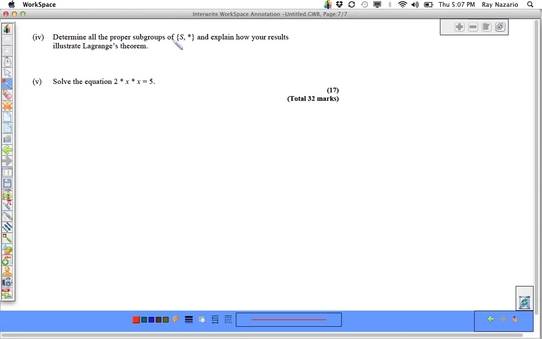Determine all the proper subgroups of S star and explain how your results illustrate Lagrange's theorem. All right. So Lagrange's theorem states that the order of any element is a factor of the order of the group. So all elements have order that is a factor of the order of the group.